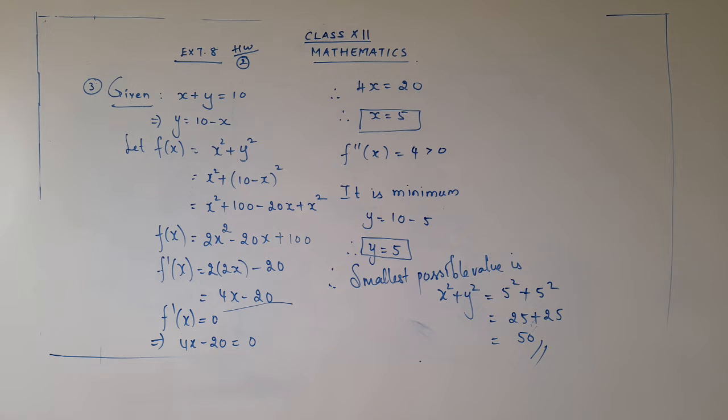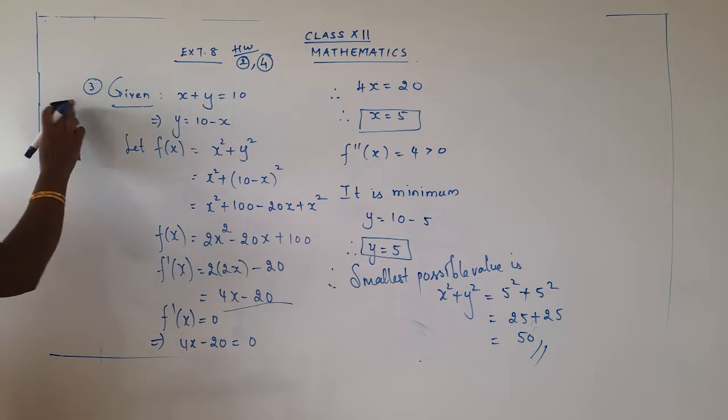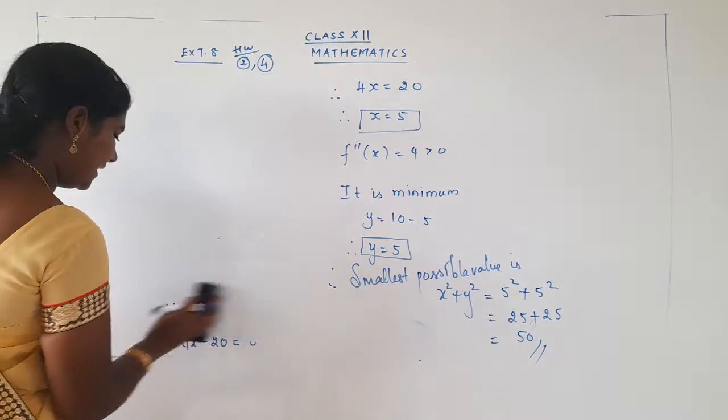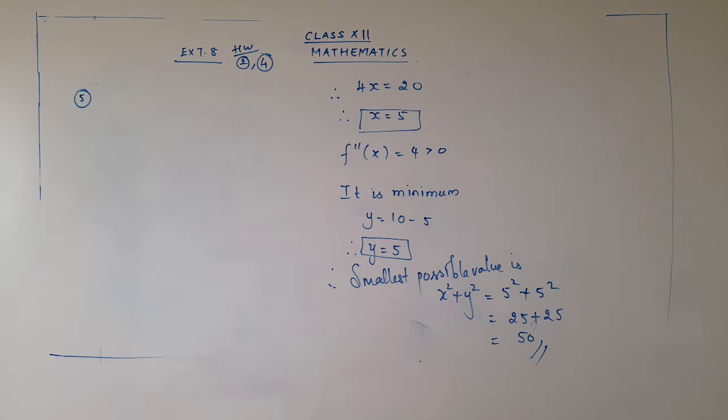Okay, so this was the third sum, and now the fourth sum will be your homework. Mark down question number 4 as your homework, and now you will take up the fifth sum as your classwork. Copy down question number 5. Take down question number 5. Have you copied the question?